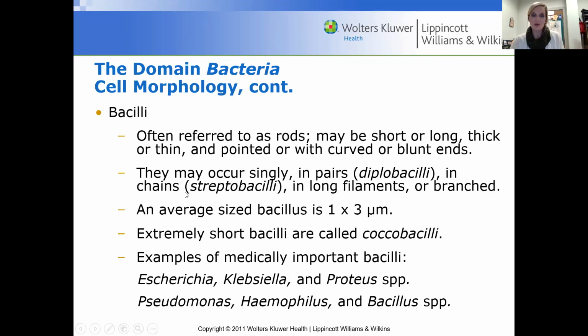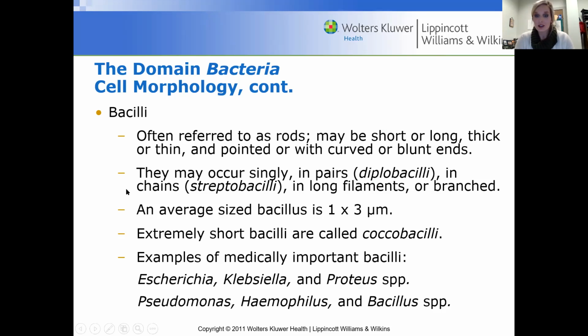So bacilli, again, we mentioned, are the rod-shaped bacteria, so oftentimes referred to as rods. They may be short or long. They may be thick or thin. They could have pointed or curved ends. But as long as they are longer than they are wide, they are referred to as bacilli.